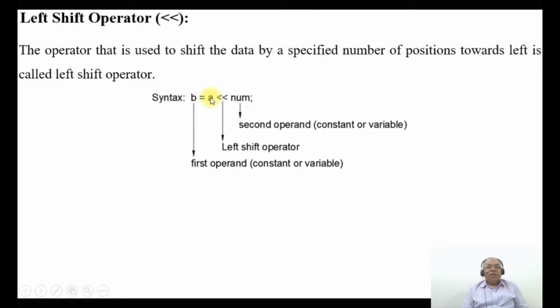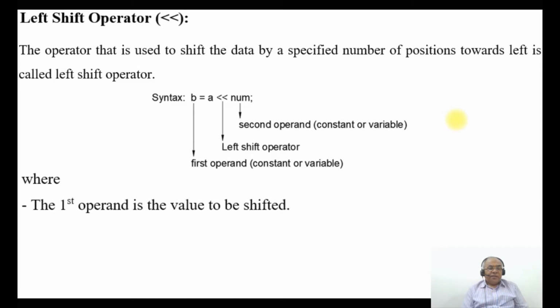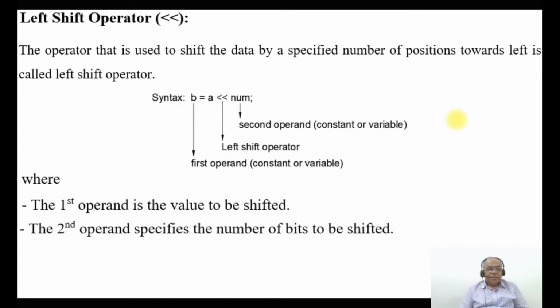Syntax: B equals A << num. The first operand is a constant or variable, this is the left shift operator, and num is the second operand, which can be a constant or variable. The first operand is the value to be shifted, and the second operand specifies the number of bits to be shifted.